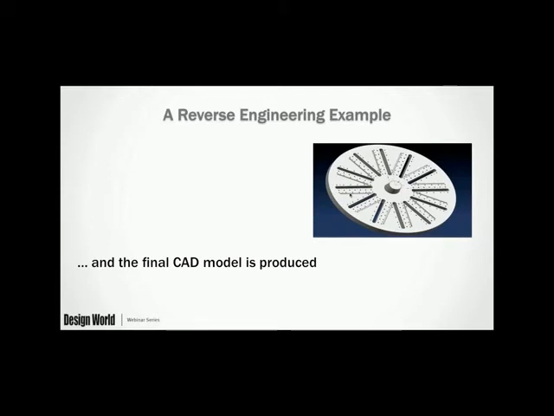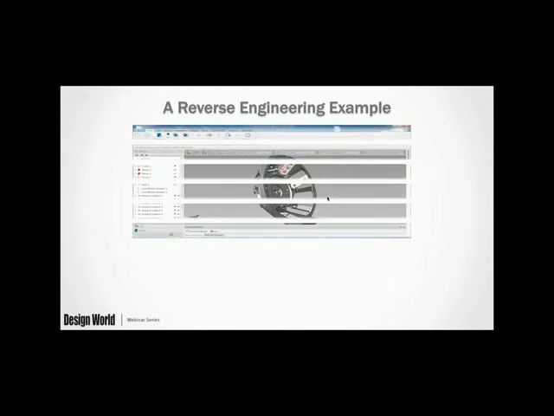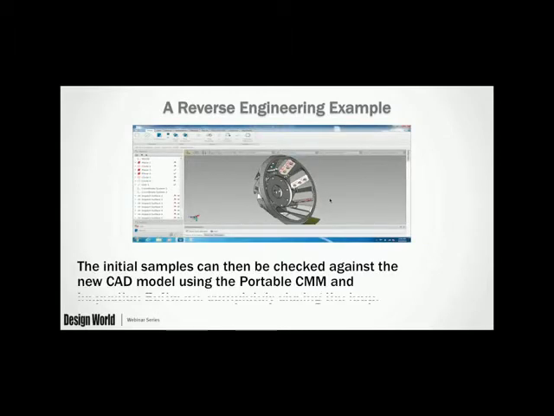This allows the new part to be engineered from the old, designed to the actual dimensions of a known working part. Just like that dentist can design you a crown from a broken tooth. The initial samples can then be checked against the new CAD model using the portable CMM and inspection software, completely closing the loop on the design and manufacture of that part.